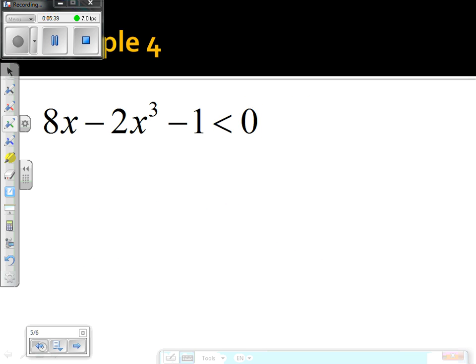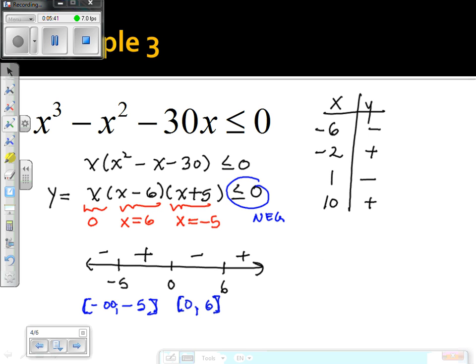Okay, and in relation to the previous graph, I know we didn't graph it, but if you were to graph this, what it would look like is something like this. Okay, and again, you can see it's below, it's above, it's below, it's above. That's how we get our answer.